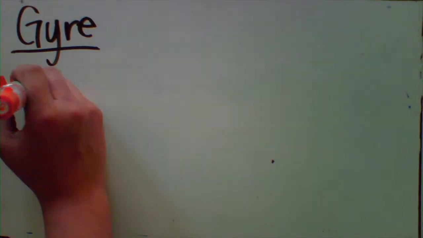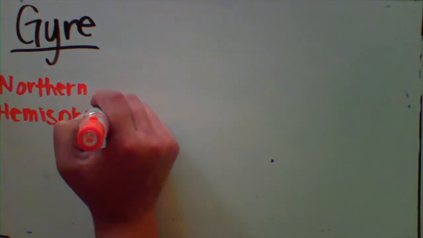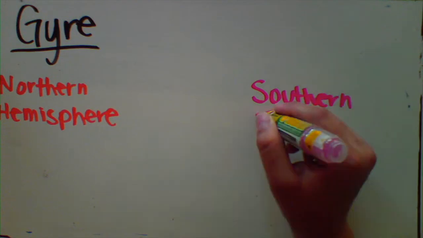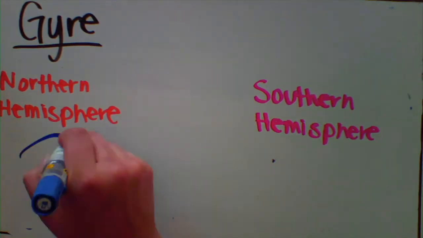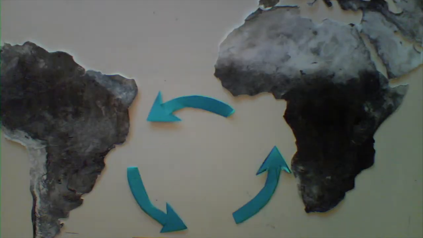A gyre is a flow around the periphery of an ocean basin, a circular pattern of currents. They flow clockwise in the northern hemisphere and counterclockwise in the southern hemisphere. Let's take a closer look at a gyre.